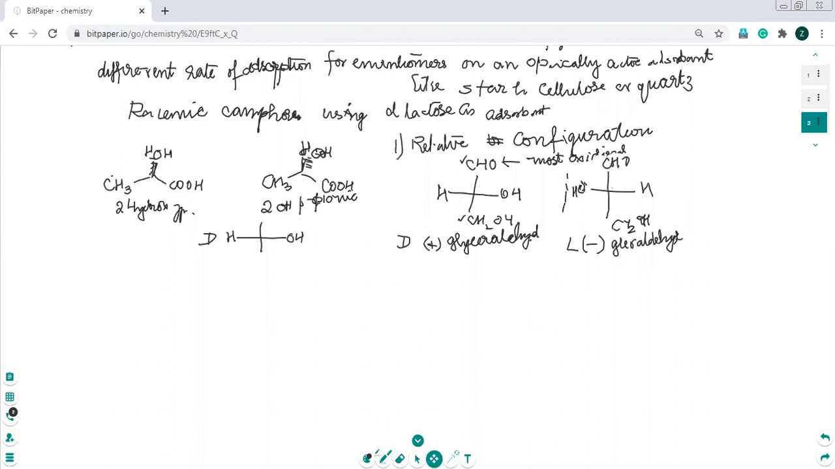Suppose glucose. Draw the Fischer projection of glucose. Here is glucose. 1, 2, 3, 4. CHO here. H, OH. OH, H. H, OH. And CH2OH. Okay. H and OH.